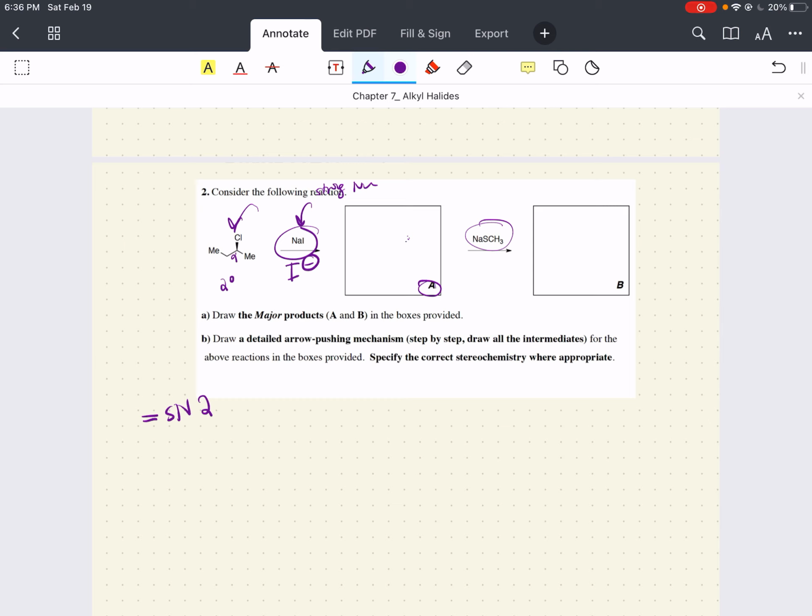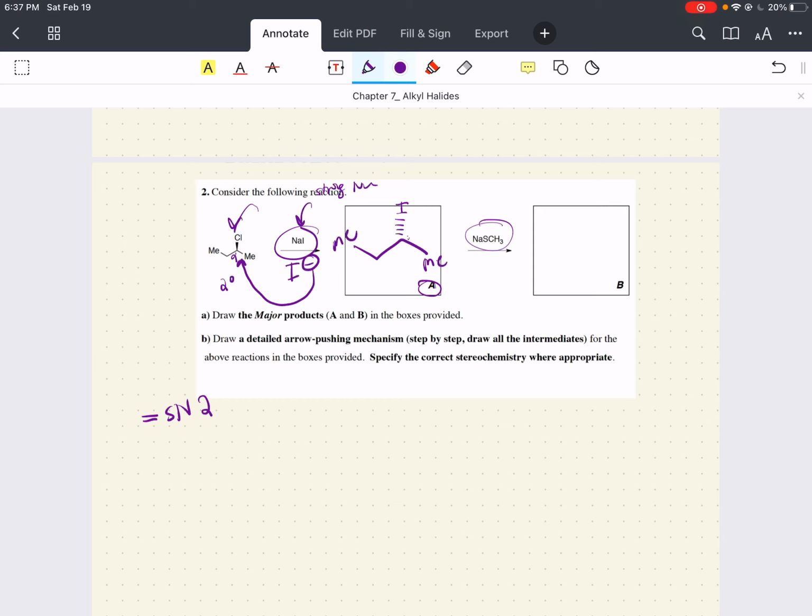So that means our iodide is going to come, attack, and replace that chlorine. And when it replaces that chlorine, we get inversion of configuration because that's a chiral center. So there's a wedge on the chlorine. When the iodine attacks backside, it's going to be on a dash. That's our product. Fantastic. And we'll draw the methyls at the end.